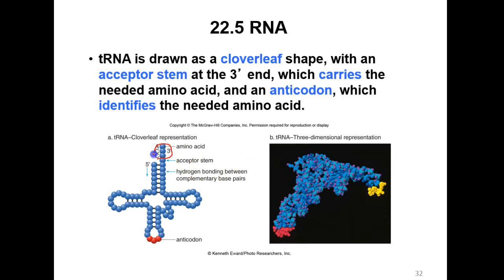These are the amino acids. I have 3 of them right here. And an anticodon, which identifies the needed amino acid. That's what's called an anticodon. Basically, the tRNA is what actually carries the amino acids over to the growing protein.